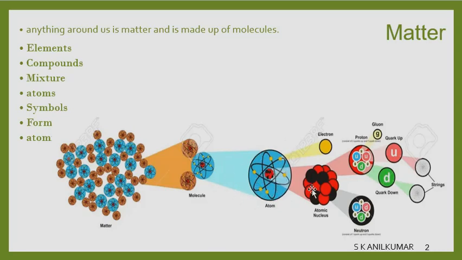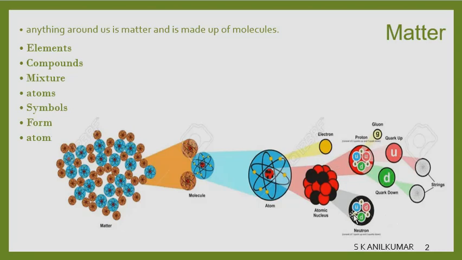Atoms have what inside? This is a nucleus, and this is an electron. These electrons circle around the nucleus in their own orbits. The nucleus has protons and neutrons. Protons are positively charged, electrons are negatively charged, and then we have a neutron which has no charge.